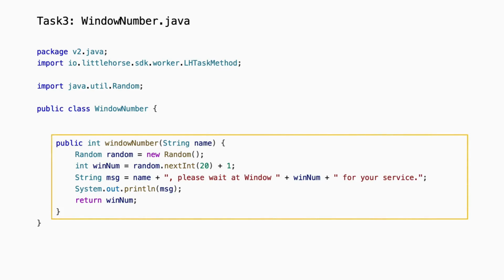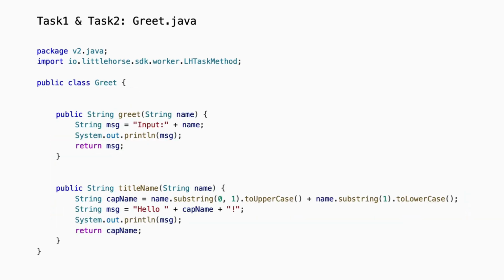It's very easy. You just add the LHTaskMethod annotation to each Java method. So here we add LHTaskMethod and give a name, greet. I'm telling LittleHorse if later you see a greet task in the LittleHorse task queue, come back here and run this method. For the second task, we add LHTaskMethod with the name title-name. We're telling LittleHorse if you see the title-name task in the LittleHorse task queue, come here to execute this method.